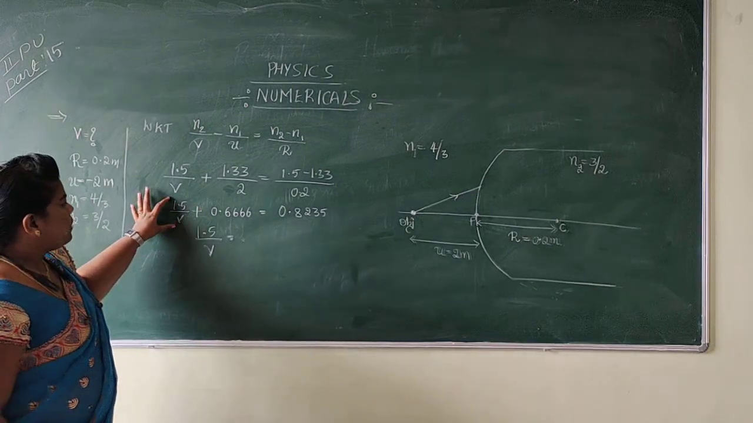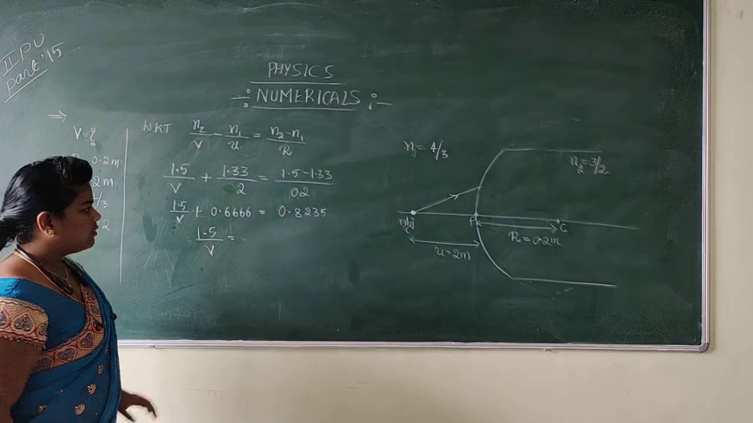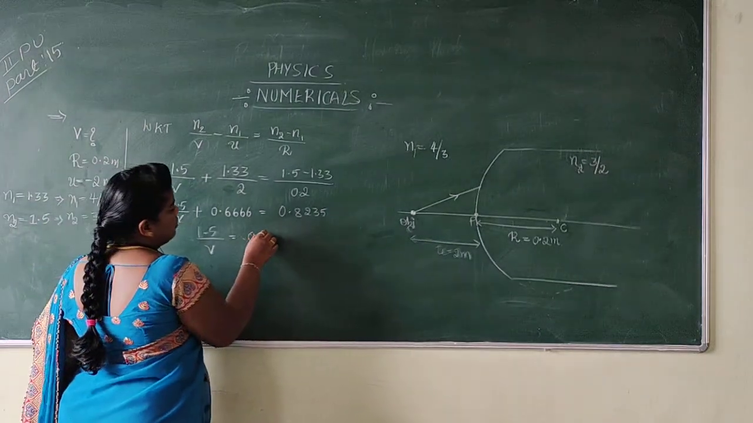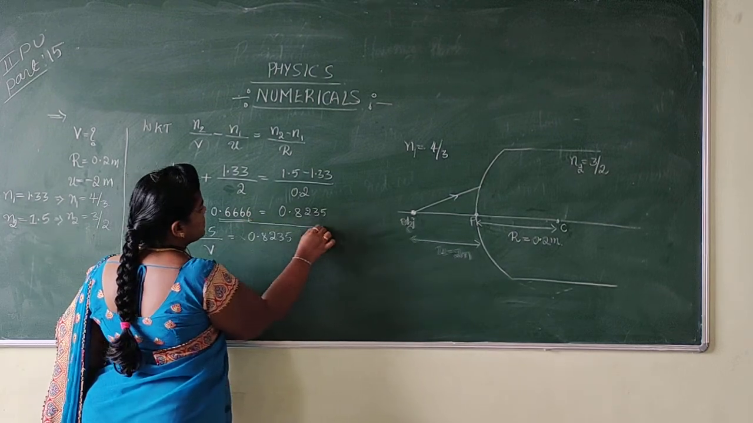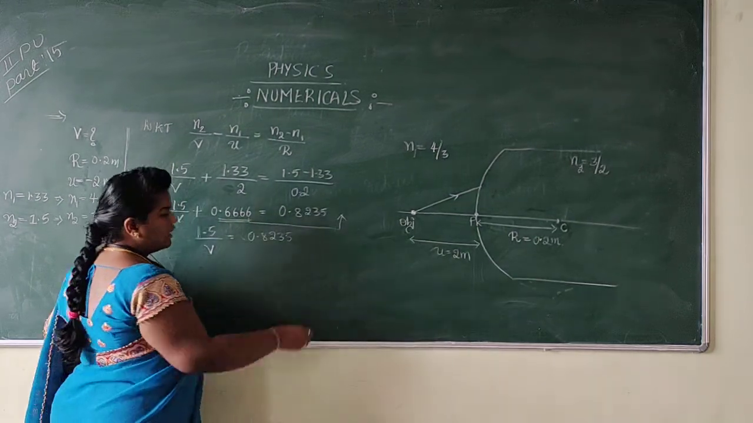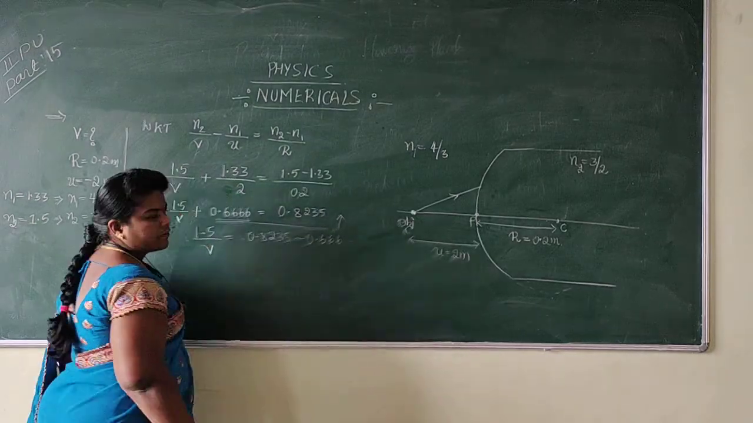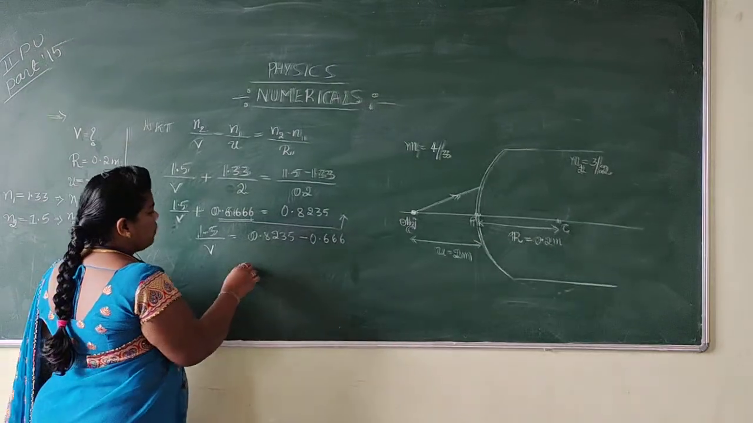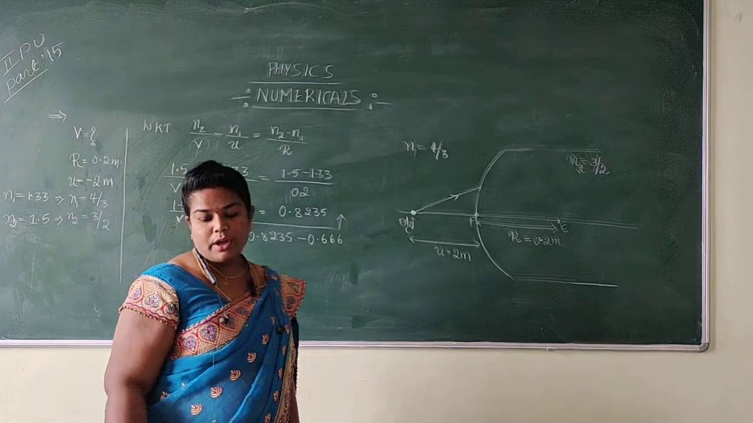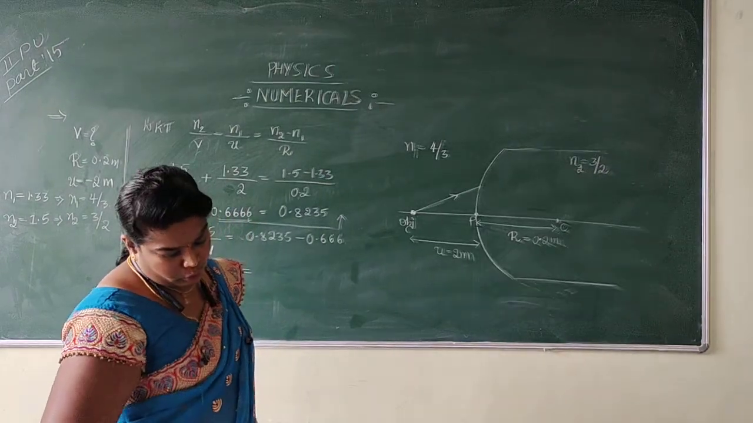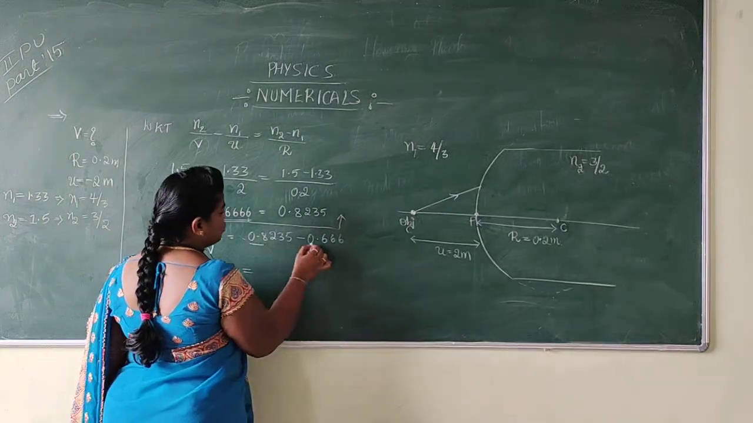Yes, now I want to calculate V. So keep V as it is, 1.5 by V I keep the same way. Here I have 0.8235. So again, let us do it. I will shift the 0.66 to this side. It becomes minus 0.666. Right. 0.8 minus 0.6666, you will get 0.2, right?